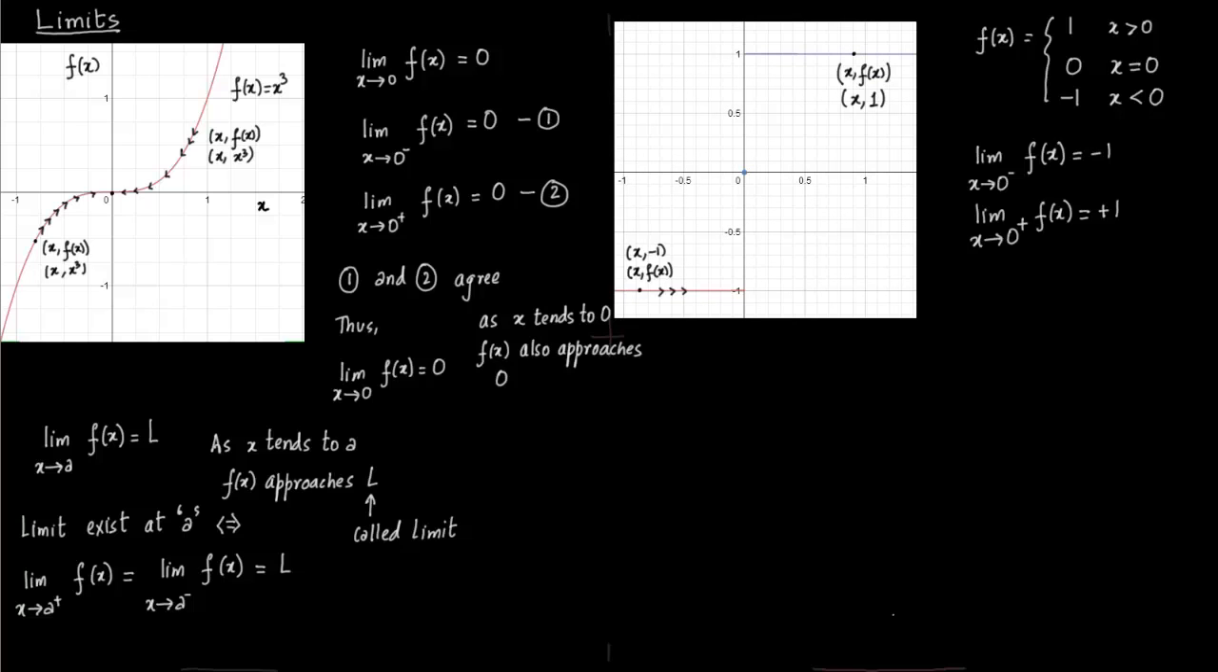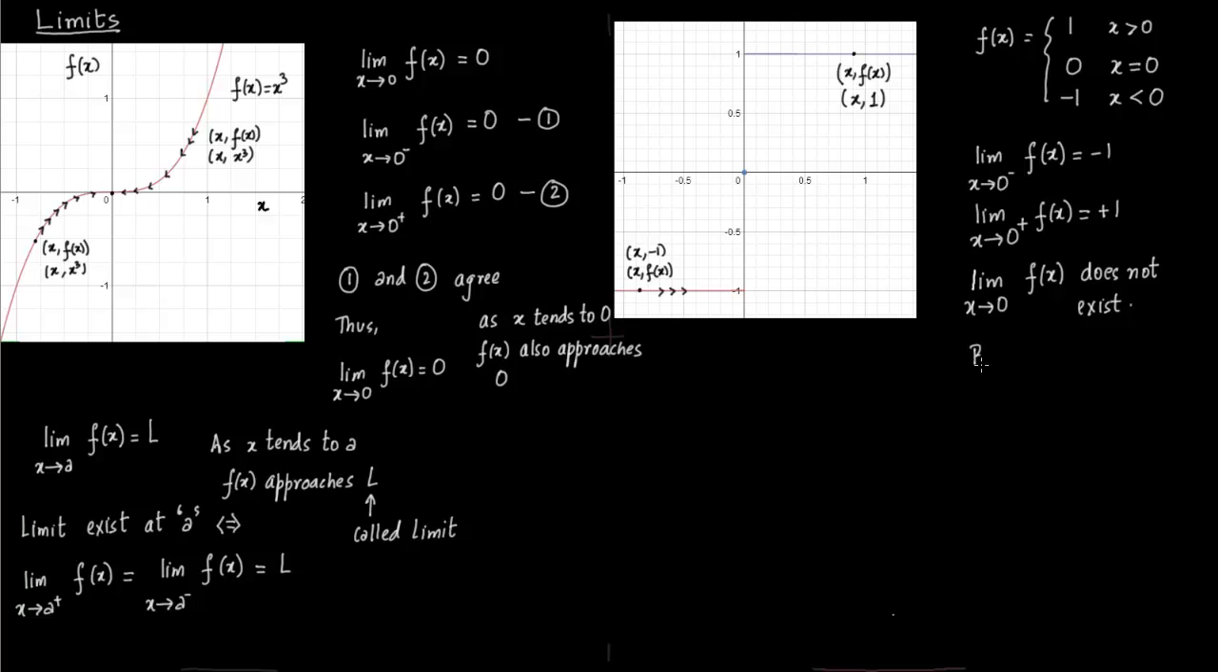So you can immediately see now that the limit does not exist. If you approach 0 from the negative side, you get minus 1. If you approach 0 from the positive side, you get plus 1. Since minus 1 is not equal to plus 1, we say that the limit does not exist at the point 0. But the limit exists for all other points which are not 0. So at points which are not 0, the limit does exist.